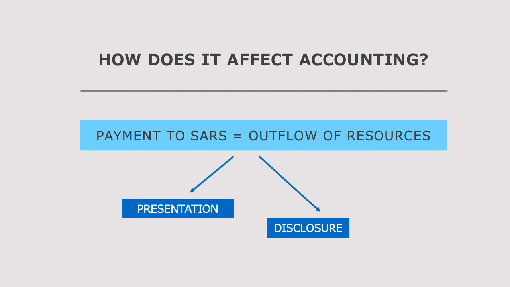Well, if we owe SARS money, we will have to make a payment to SARS, and this payment to SARS will result in an outflow of resources. That outflow of resources has accounting consequences, so we need to present and disclose this outflow of resources so that the users of our financial statements know exactly how much money was paid to SARS, how was this amount calculated, what does this payment represent.